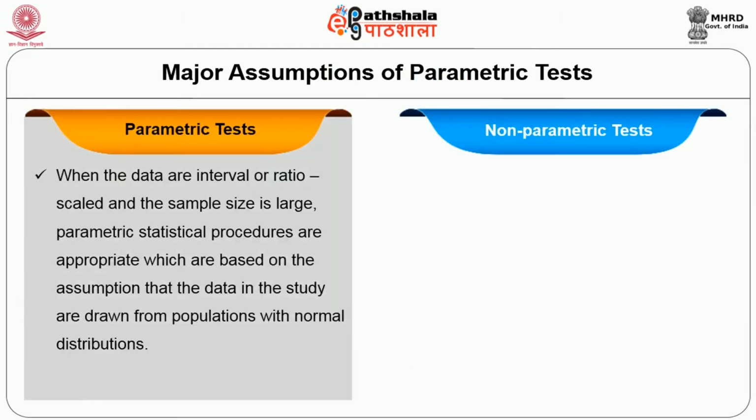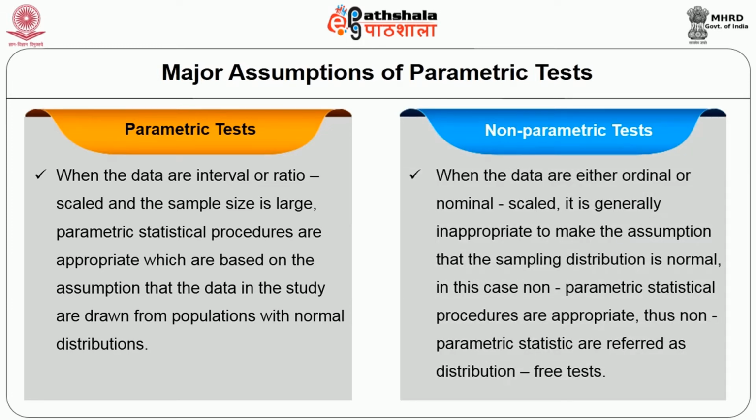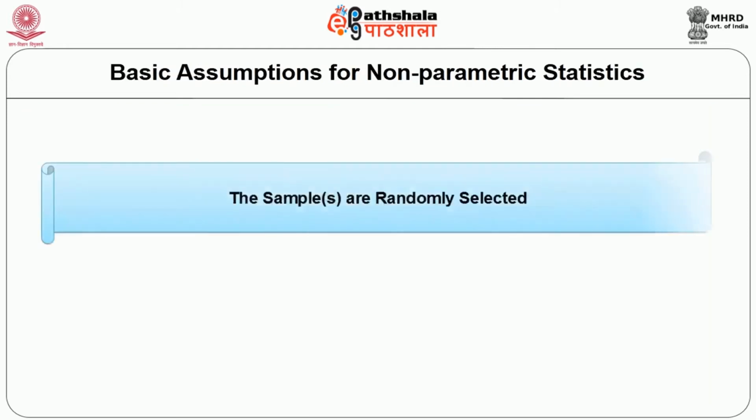The major differences between the parametric and non-parametric tests lie in the assumption about the data to be analyzed. When the data are interval or ratio scale and the sample size is large, parametric statistical procedures are appropriate, which are based on the assumption that the data in the study are drawn from populations with normal distributions. On the other hand, when the data are either ordinal or nominal scale, it is generally inappropriate to make the assumption that the sampling distribution is normal. In this case, non-parametric statistical procedures are appropriate.